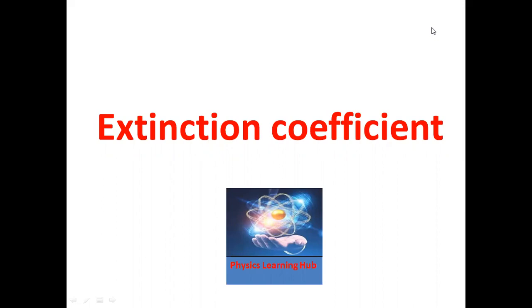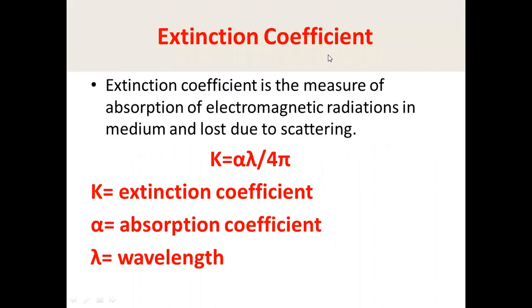So, first of all, the definition of the extinction coefficient. The extinction coefficient basically tells us how light is absorbed in a material at a specific wavelength. And we can say that the extinction coefficient is the measure of absorption of electromagnetic radiation in a medium and loss due to scattering. And there is a relation between the extinction coefficient, the absorption coefficient and the wavelength of the radiation.